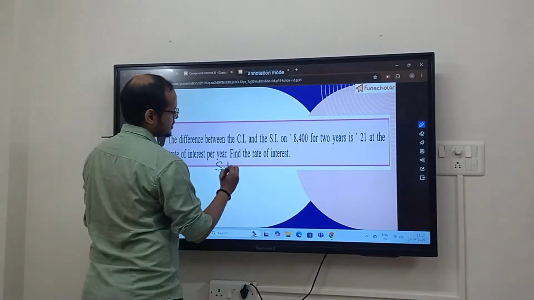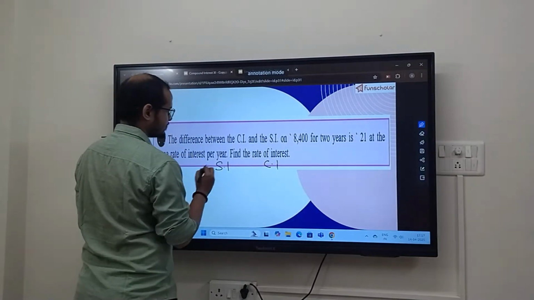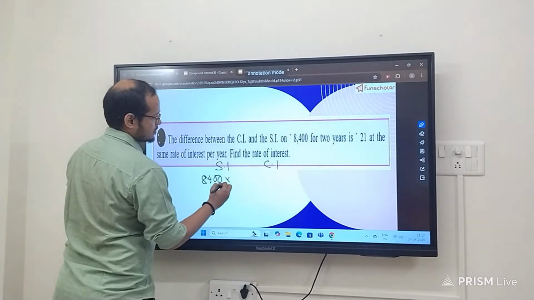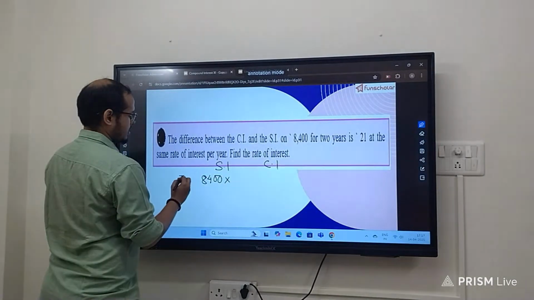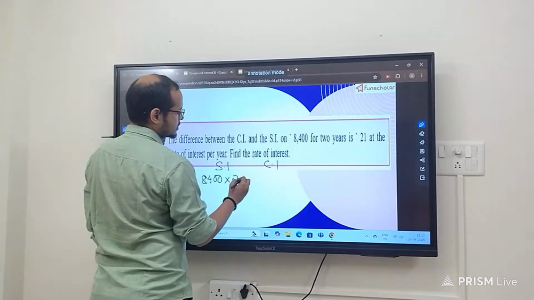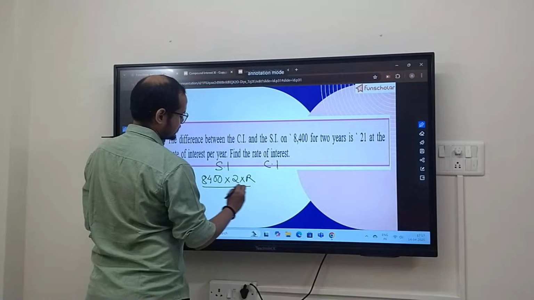So simple interest, compound interest. This is 8400 for interest directly, 8400 for 2 years at a rate we don't know.